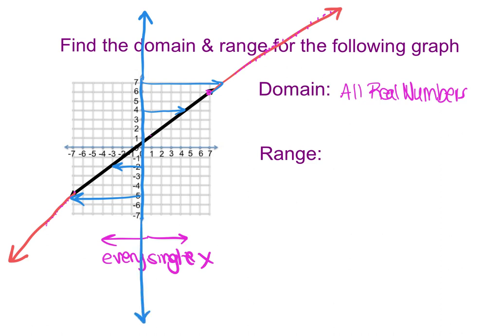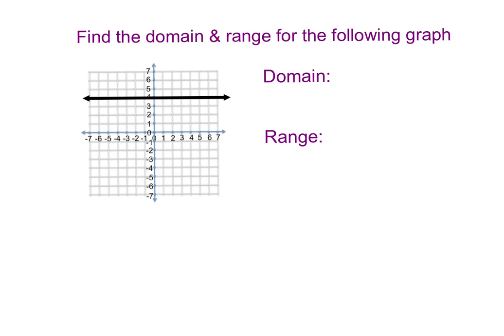And so as a result, what I'm finding is that I need every single y value as well, because this graph is going forever up and forever down, and eventually I will use every single y value. And if that is the case, we simply write all real numbers. So if you have arrows, you can actually start looking for instances where you may need all real numbers to make that graph. So let's take a look at this example here.